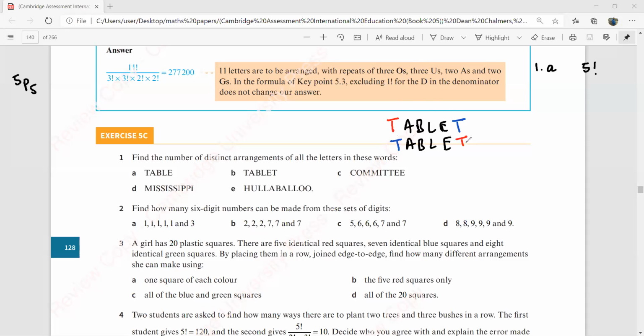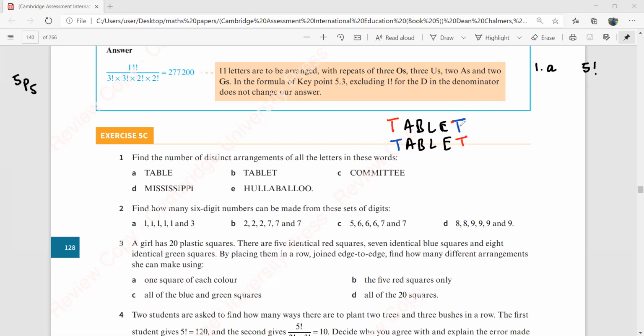Now, I have used 2 different colors to write this T. Like, the red T is in the beginning and then the red T is at the end. Now, are these 2 different words or 2 same words? Same words. These are the same words, okay? I just used these different colors to make it clear.